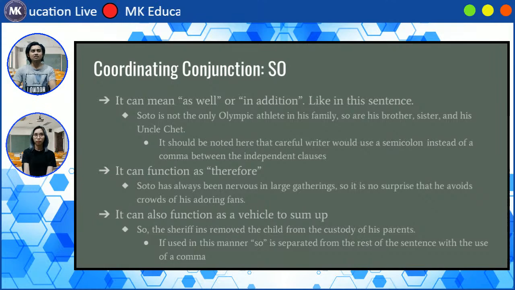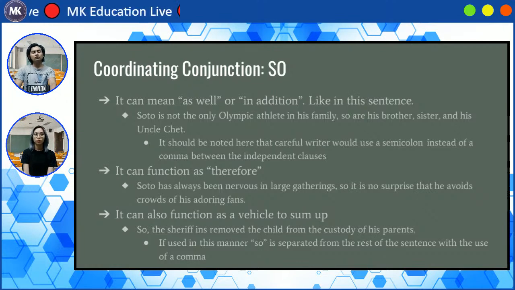Like in this sentence, Soto is not the only Olympic athlete in his family. So are his brother, sister, and his uncle Chet. It should be noted here that careful writers would use a semicolon instead of a comma between the independent clauses.